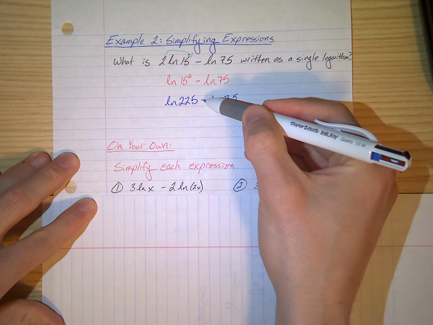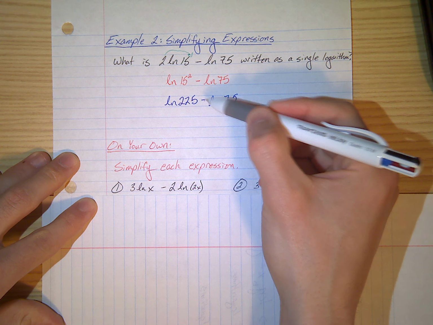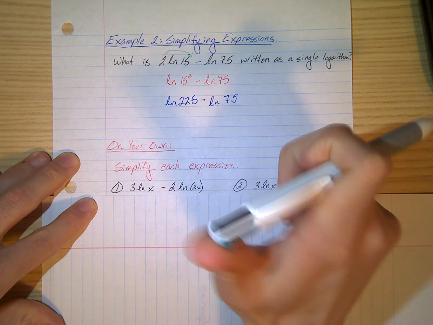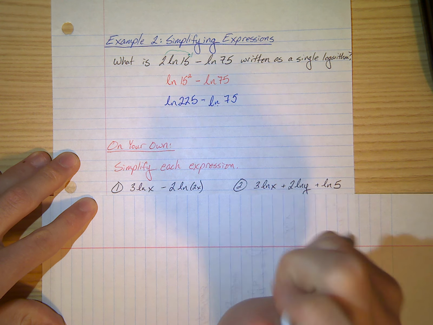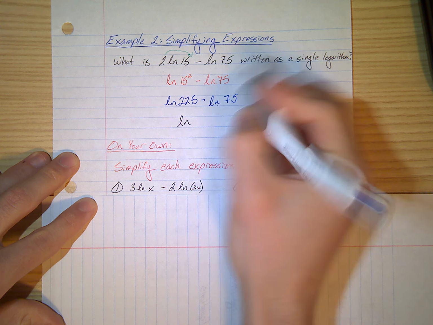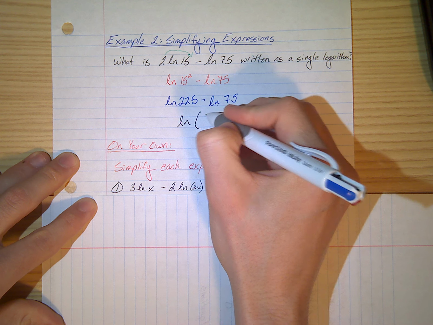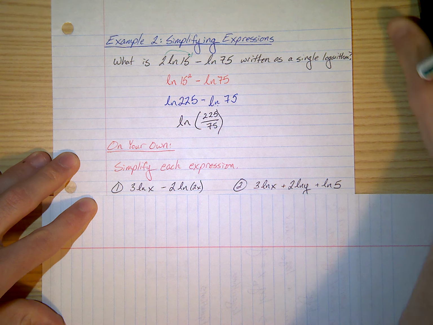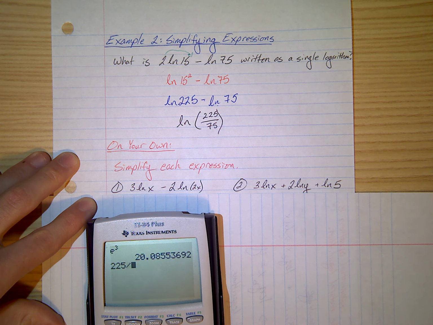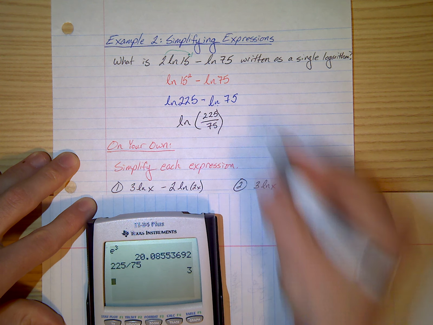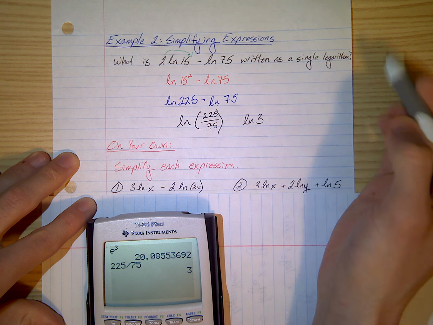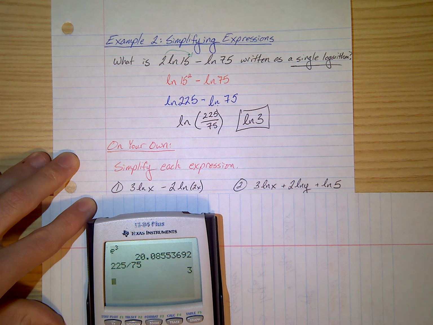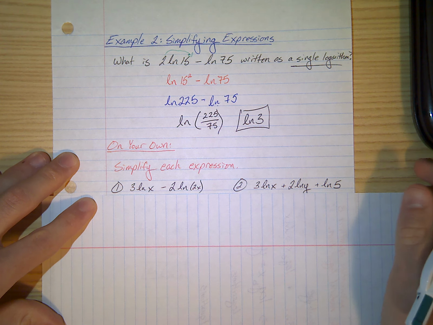Now, when we are subtracting two logarithms with the same base, and that's what these have, they're both natural logs, so they have the same base, we divide their arguments. So we can rewrite this as a single logarithm of 225 over 75. When we do that math, you get 3. So this is just the natural log of 3. And that is our single logarithm right there. The same properties for normal logs work for natural logs as well.